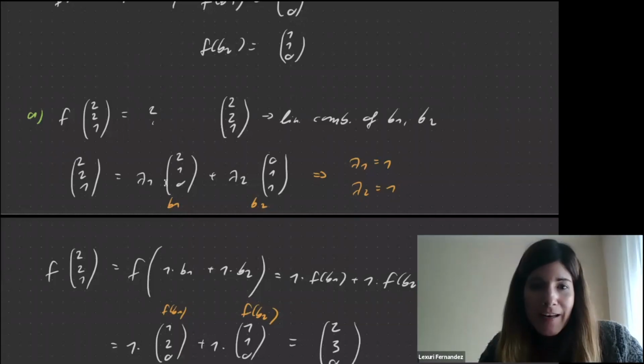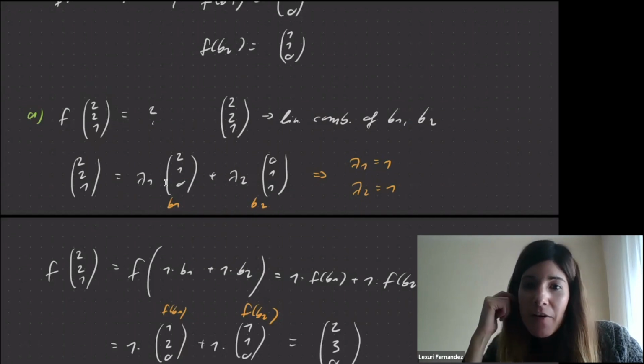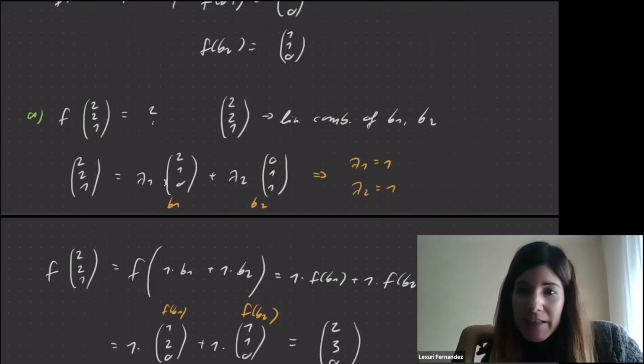Okay, and one last question is, what does it mean if there are no lambdas possible to reach the objective vector?